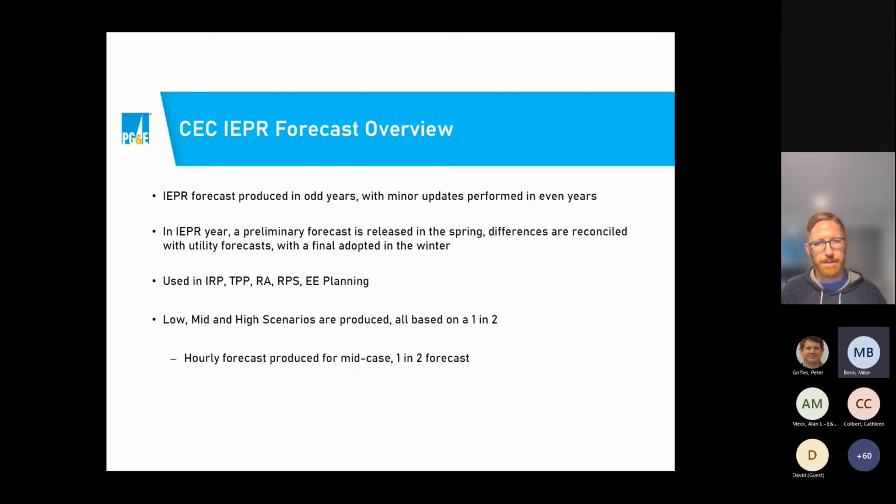There are low, mid, and high scenarios, and those are for a number of the inputs. So it's not just the base forecast where you have low, mid, and high scenarios, but also with things like distributed energy resources, for instance, where you also have low, mid, and high scenarios. Those are all based on a 1 in 2. And then there is an hourly forecast that's currently produced for the mid case, and that is also based on the 1 in 2 forecast. And that's the forecast that we've used a lot in some of the analysis that you've seen in some of the workshops.